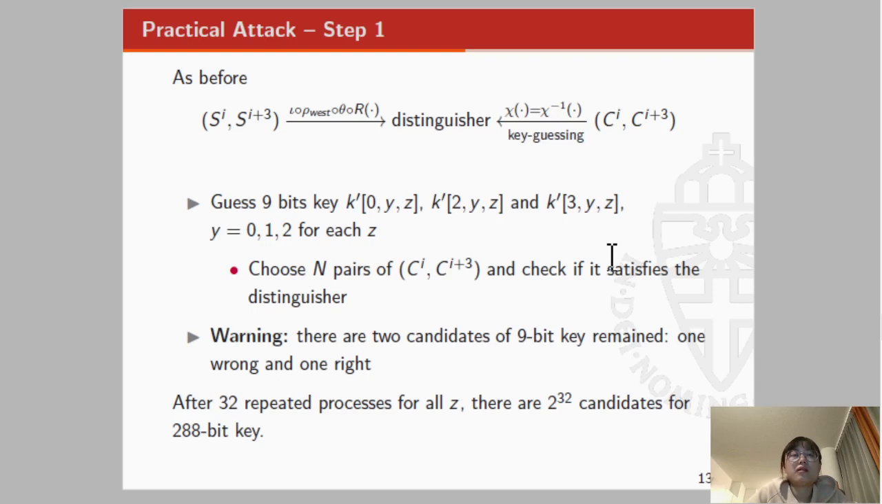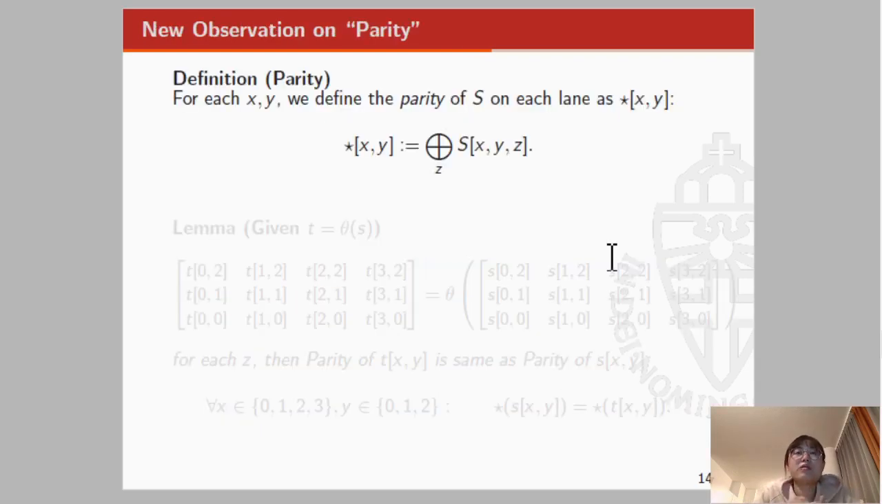After 32 repeated processes for all z, there are 2 to power 32 candidates for this 288 bits k. In other words, with this attack, we can recover 256 bits information. Then we move to the second distinguisher.